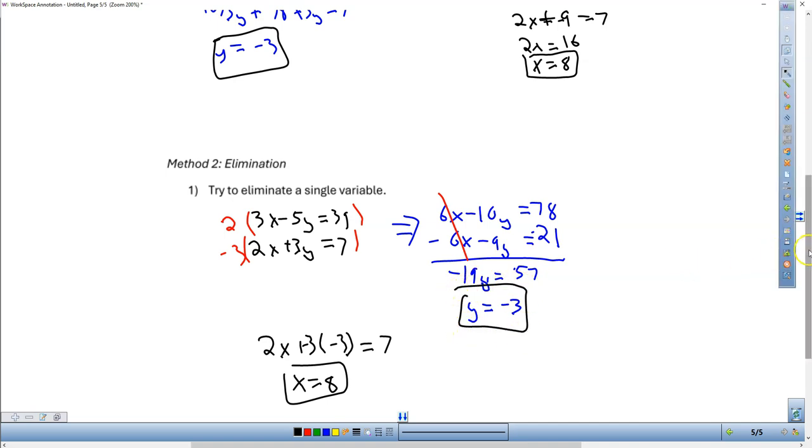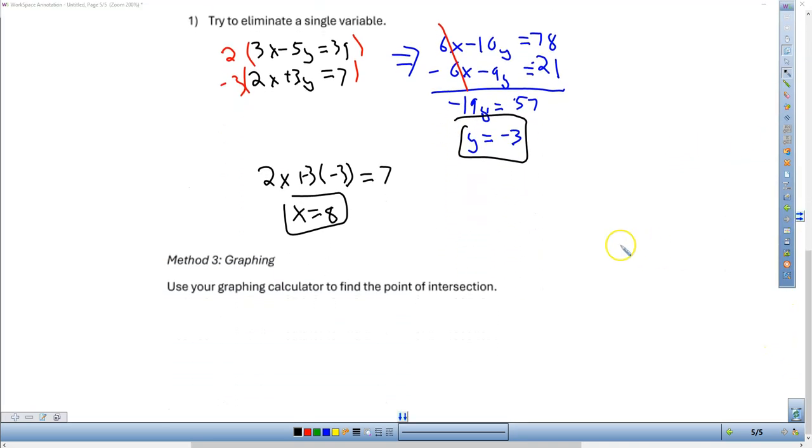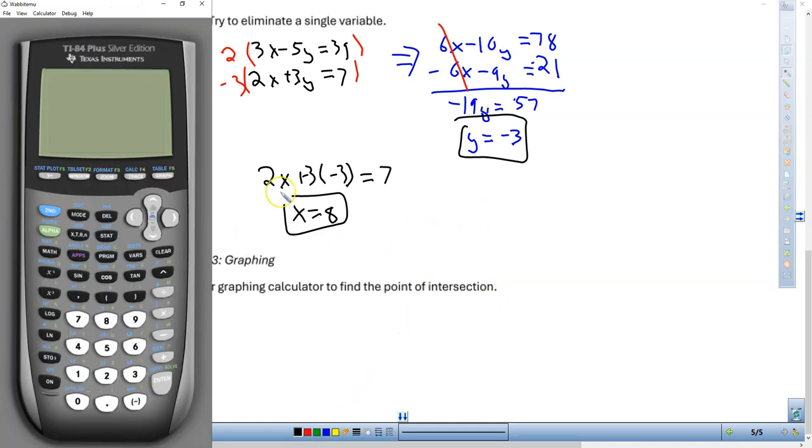Now, the other approach that we can do is graphing. And this is the last thing we're going to talk about today: we're going to use our graphing calculator to find the point of intersection. So for that, I'm actually going to switch over to my graphing calculator here. What I want to do is go into my y equals and put in the two functions. In order for me to do this, I need to make sure that I put them into y equals form. Notice these are in standard form, so yes, you will need to rewrite them.